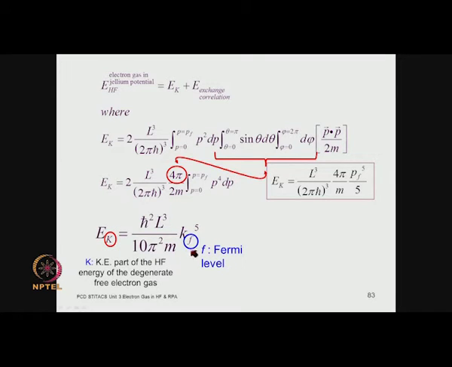Now, the subscript f of course is a Fermi level, corresponds to the k value at the Fermi level, and L cube is the volume of the box, which is what I have written here. This result is straight from the book by Reims, which I strongly recommend for this part of the course.